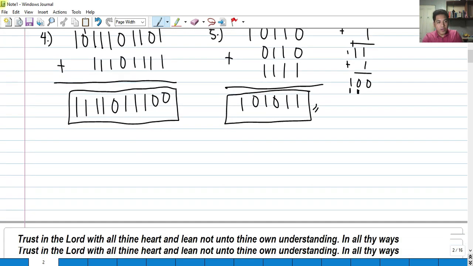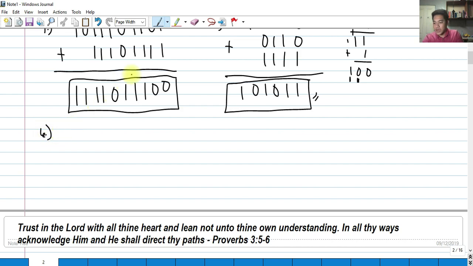So let's try another one. Okay, last two for this. We have 1 0 1 1 0 plus, I'm sorry, let's change our problem. So we have 1 0 1 1 plus 1 0 1. Then we have 1 1 1 1 1 1, and then we have 0 1 1.